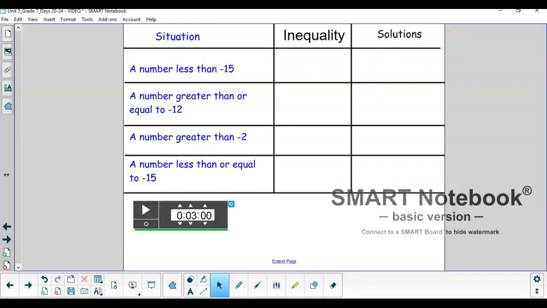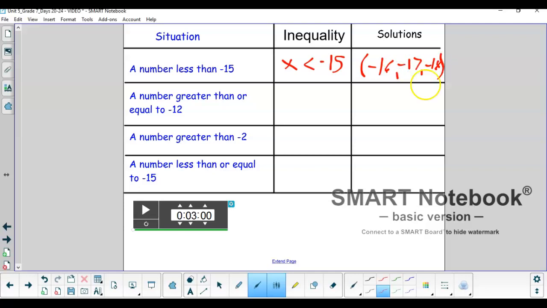So I will show you the first one. The first one says a number less than -15. You can use any variable you want, a number x less than, which symbol is my less than symbol, the one that looks like a closed L, and then the number, because of the order. It said a number less than -15. Then I think to myself, what would be 3 numbers that are less than -15? The first number to the left, less than -15, would be -16, then -17, and then -18. So I would take the next 2-3 minutes and write out your inequalities and try these ones out.